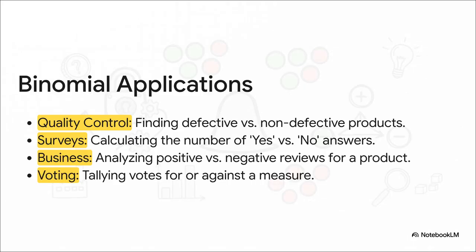And once you know what to look for, you start seeing this tool everywhere. Think about it. In a factory, what's the probability of finding 3 defective items in a batch of 100? That's quality control. Or in politics, predicting the likelihood a candidate gets a certain number of votes. Even in business, analyzing positive versus negative reviews, it's all the same underlying logic.